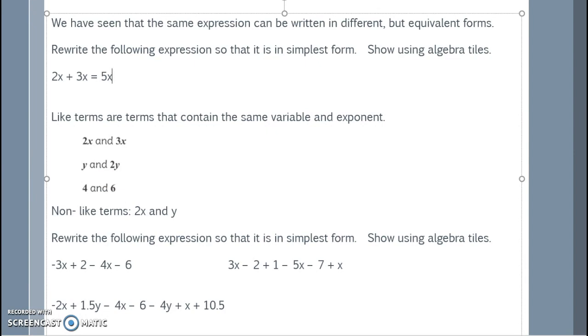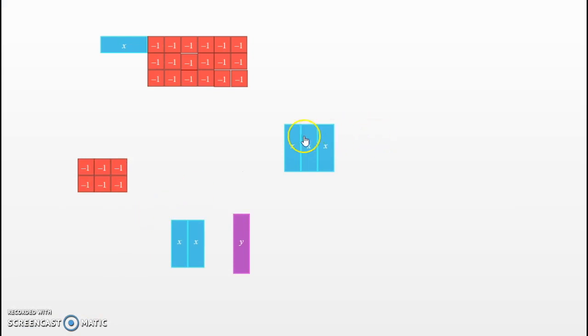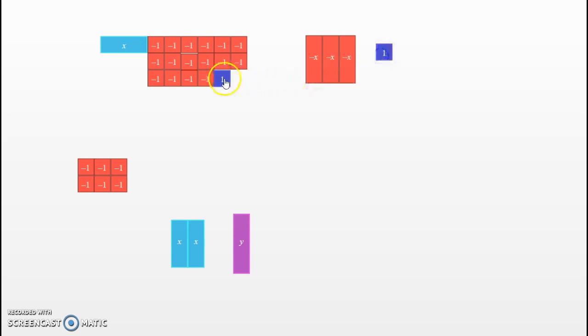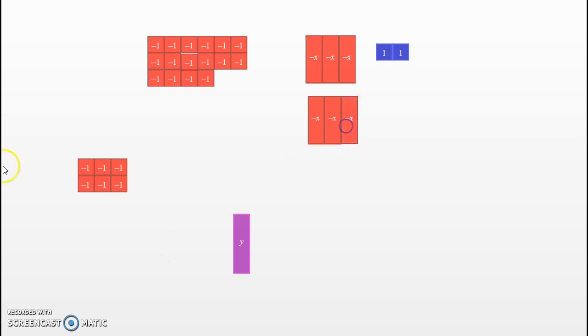Rewrite the following expressions so that they are in simplest form. Show using algebra tiles. Okay, so our first one is negative 3x. So I'm going to put up negative 3x here. And then it's plus 2. Okay. Minus 4x. So 1, 2, 3. We need another one. 4. And minus 6. 1, 2.